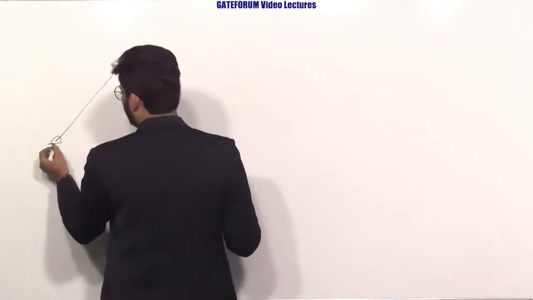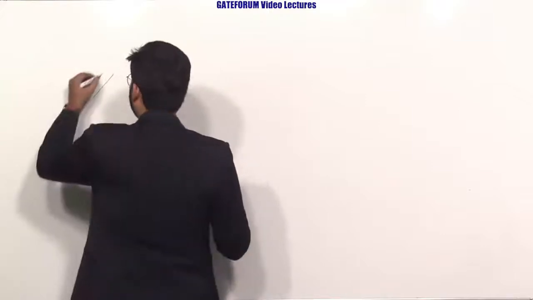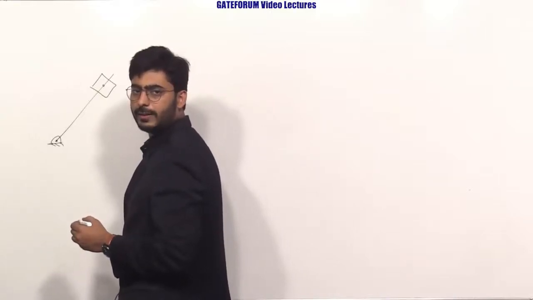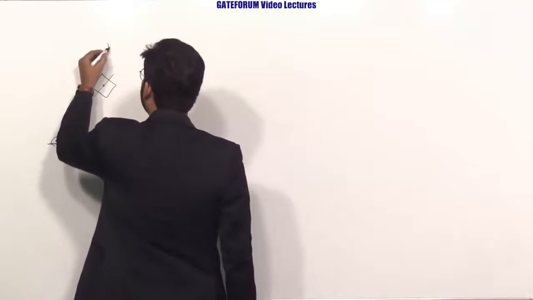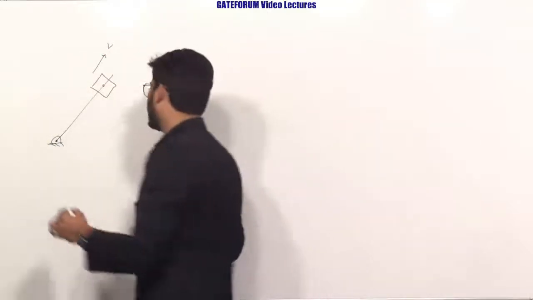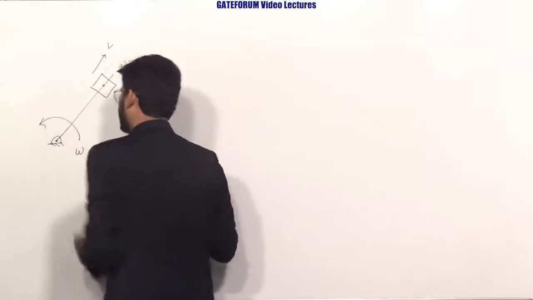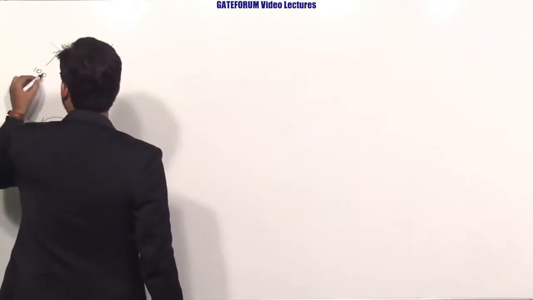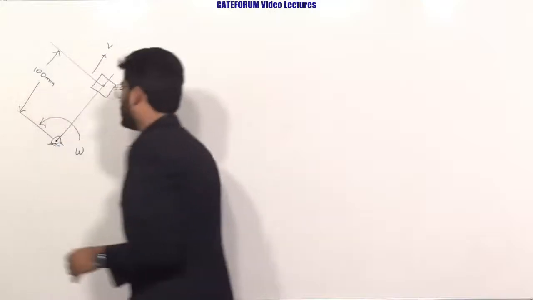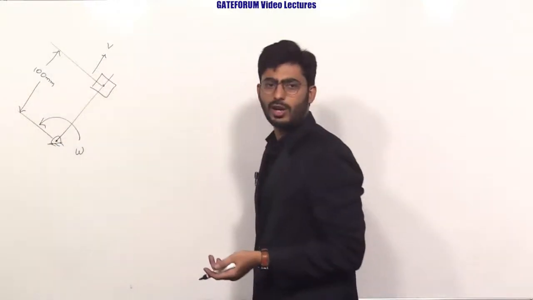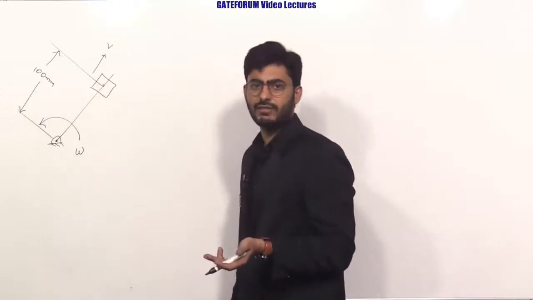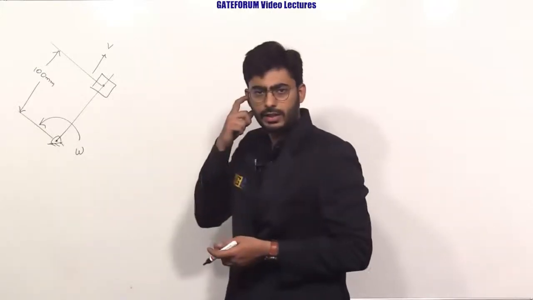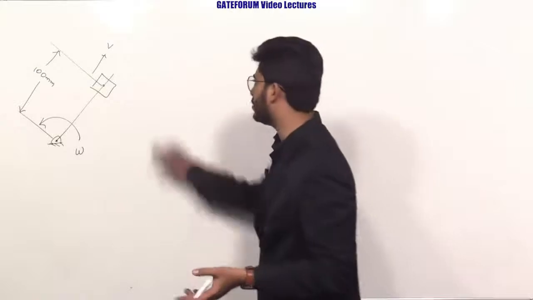Here the link is given to you. On this link, the block is moving with a velocity of 6 meter per second, and this link is rotating in anti-clockwise direction. Omega is given to you, and the length of the link is given as 100 mm. Okay, so this link is rotating with a constant angular velocity, which means the tangential acceleration will be 0. Acceleration of the piston is not mentioned, but it is mentioned that it is moving with uniform velocity, means acceleration of the piston is 0.